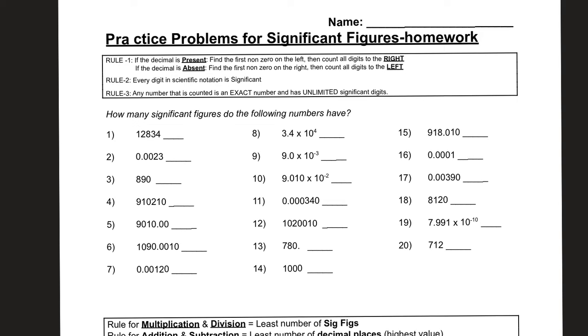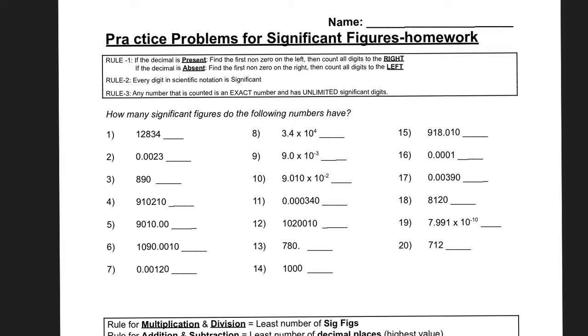So if the decimal is present, we're going to find the first non-zero number on the left, then count all digits to the right. If the decimal is absent, find the first non-zero digit on the right and count all of them to the left. So rule number 2 is every digit in scientific notation is significant, except for the times 10 to whatever the exponent is.